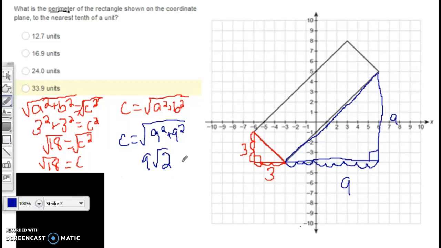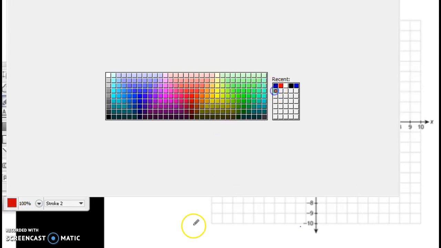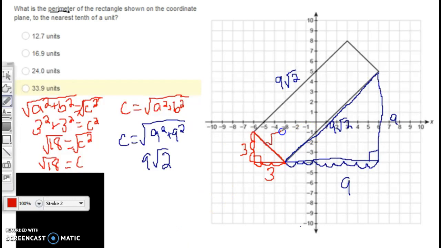And the cool thing about a rectangle is once you know this side is 9 square roots of 2, we know the opposite side also has to be 9 square roots of 2. And if we know that the red side is the square root of 18, we know the other side also has to be the square root of 18. So that's a pretty awesome shortcut as well. And then to find the perimeter, we would just add all of those together.